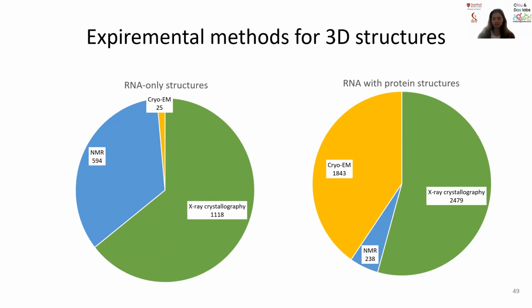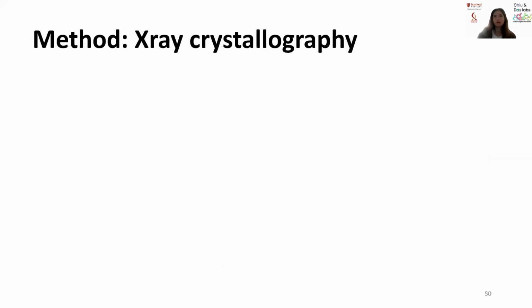for RNA-only structures. Now, if we look at RNA with proteins, so the ribosome is a great example of an RNA structure that has proteins, cryo-EM becomes a more common technique. Very many of those are actually ribosome structures, but there's also other cool RNA protein complexes as well. So X-ray crystallography, if you're looking at RNA structures, is still one of the most common techniques you'll see.